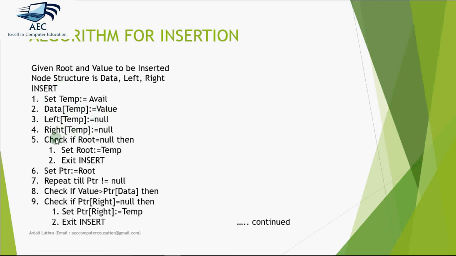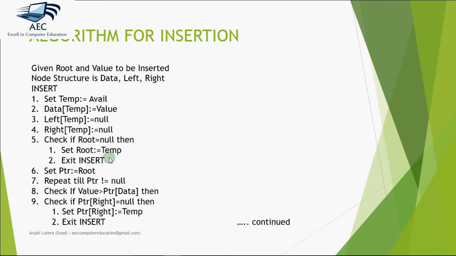It is done. Now I need to check if root is null. If root is null, that means there is no tree right now. So this new node should become the root itself. So we put temp in the root. So set root is equal to temp. So this first node becomes the root, and then we have to stop. We stop the function. We don't go further.